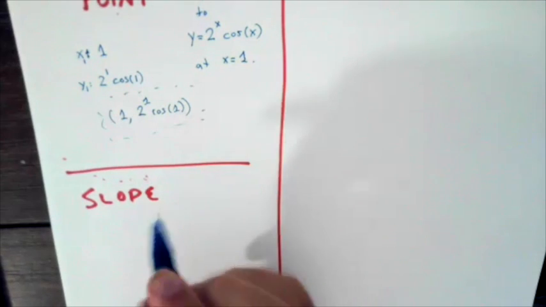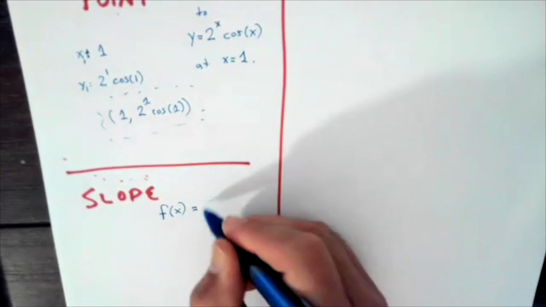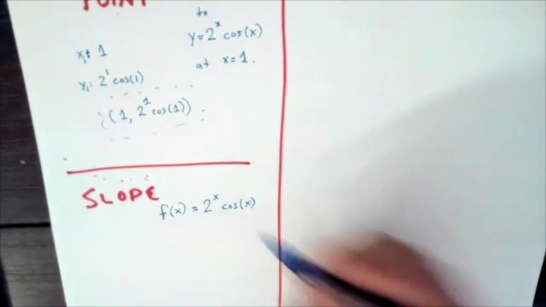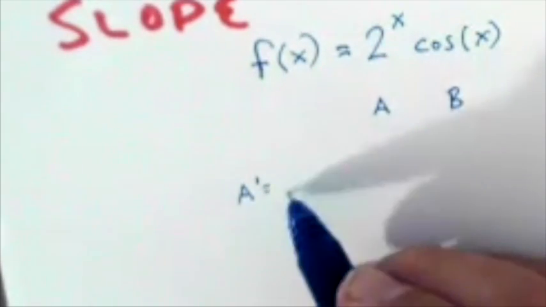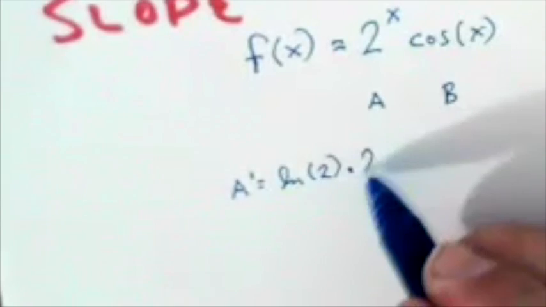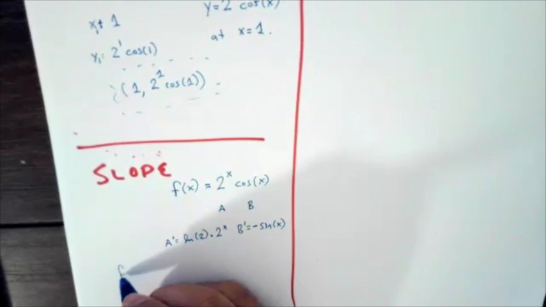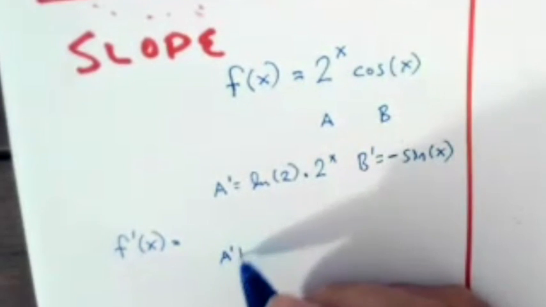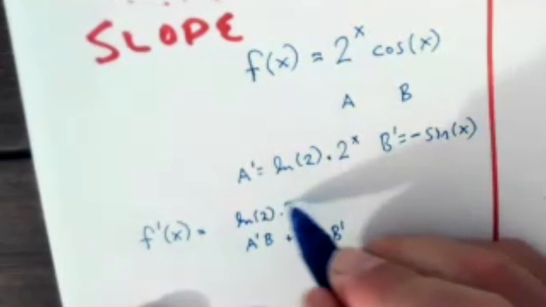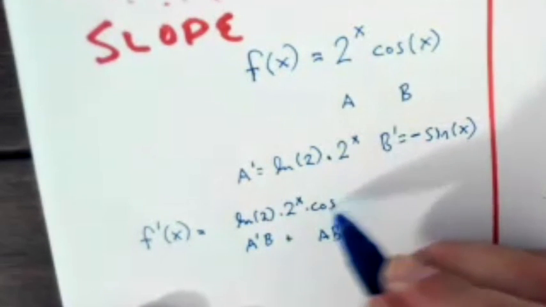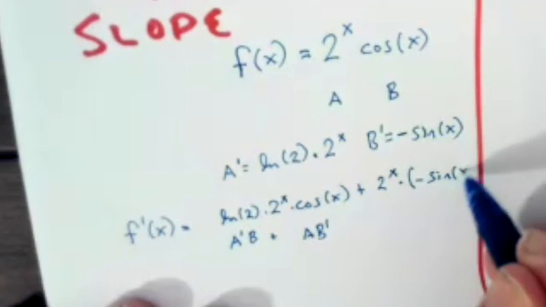For the slope, I have to find my derivative. And this is a situation where it's important to remember that I do need product rule here. I need to break up the pieces, a and b, or b and c, or however you like to do it. I'm going to have my a prime is natural log of 2 times 2 to the x, and my b prime is negative sine of x. So it will be the case that f prime of x, which is a prime b plus a b prime, will be natural log of 2 times 2 to the x times cosine of x plus 2 to the x times negative sine of x.